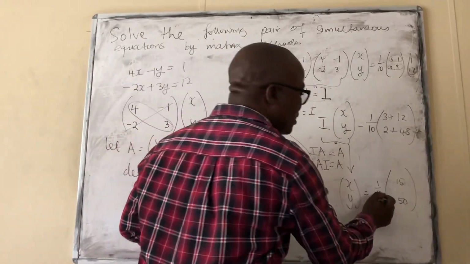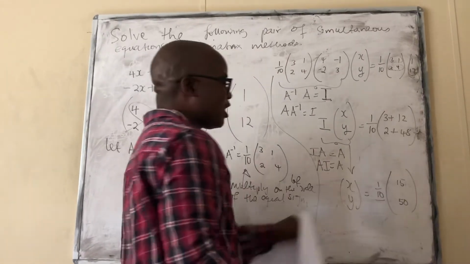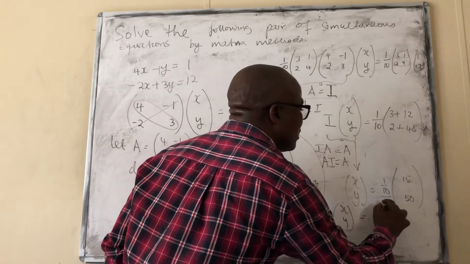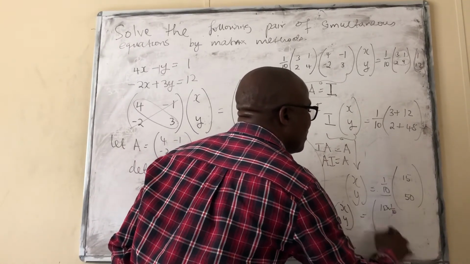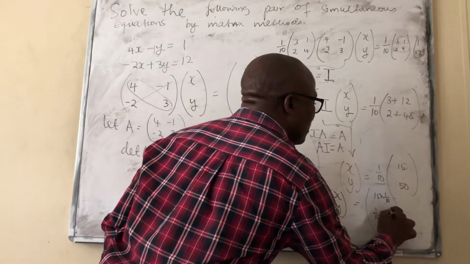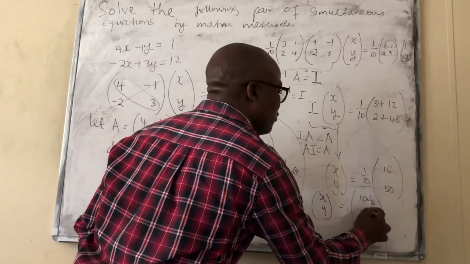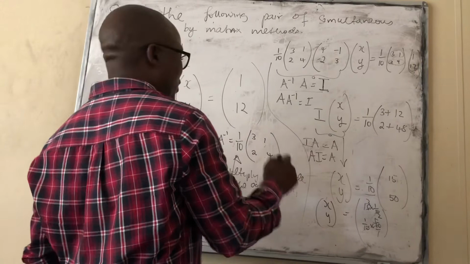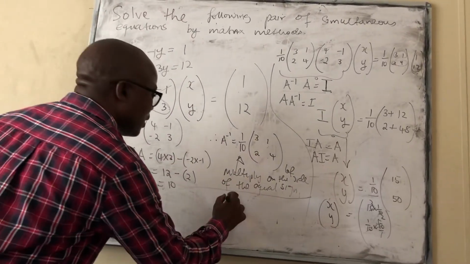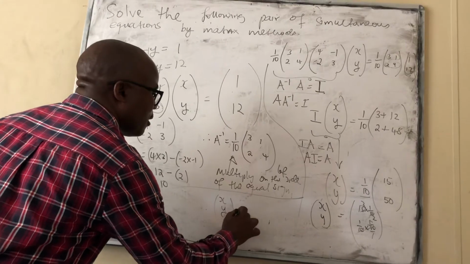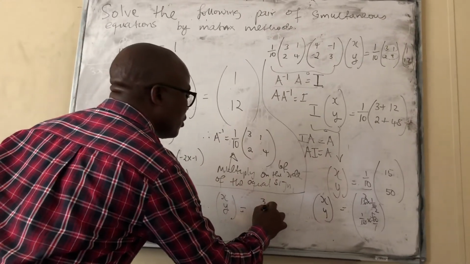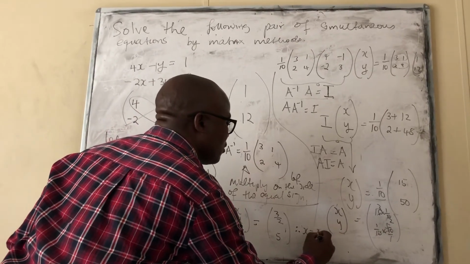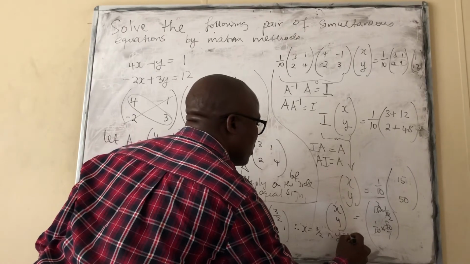Now we can multiply these entries by the 1/10. So this is x, y equals 15 times 1 over 10, 1 over 10 times 50. So this is 3 over 2 here, and 5 here, and this will give us x, y equals 3 over 2, 5. Therefore, x equals 3 over 2 and y equals 5.